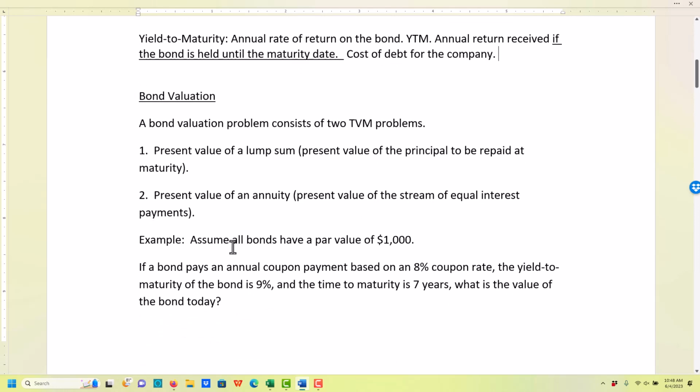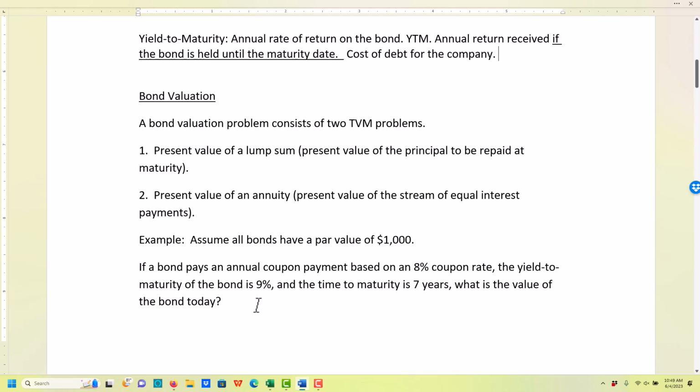So we will assume in this class, unless I tell you otherwise, all bonds have a par value or a face value of $1,000, and that's also the principal value. The principal value or the face value or the par value is not the price you pay for the bond unless the yield to maturity is equal to the coupon rate, which we haven't gone through yet. But in most cases, that principal value is not the amount you're paying for the bond, it's what's due to you at maturity if you're the bondholder.